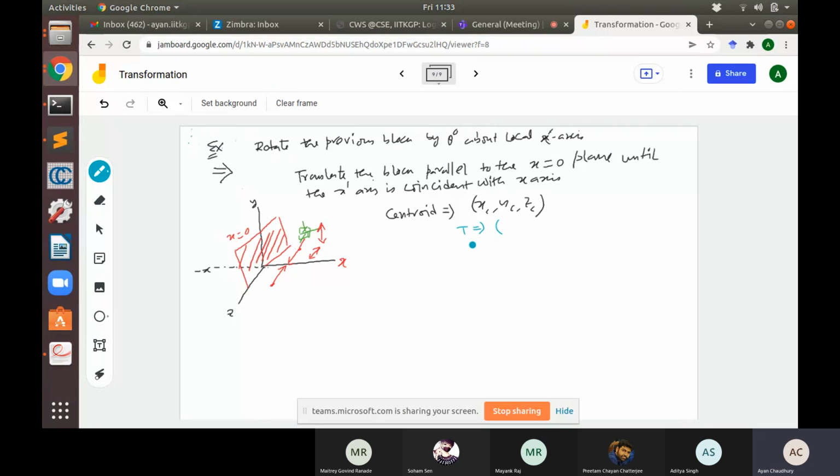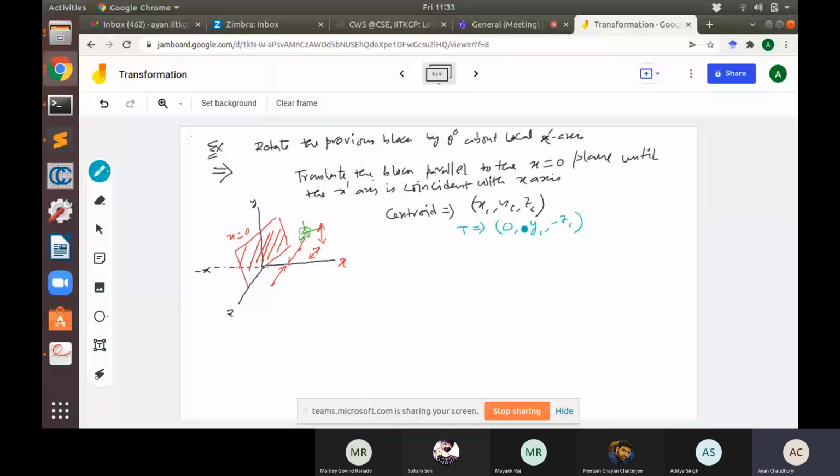And why is it 0? Why not minus xc, minus yc, minus zc? Sir, why 0? Because we are moving parallel to the x equals 0 plane, so the xc value will not change. Yes, exactly. So we'll move with minus 0, minus yc, minus zc. Okay, so that's it. This is the only required translation. Otherwise, the rest of the operations are the same.